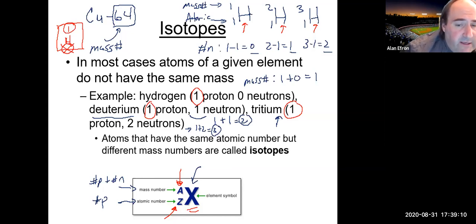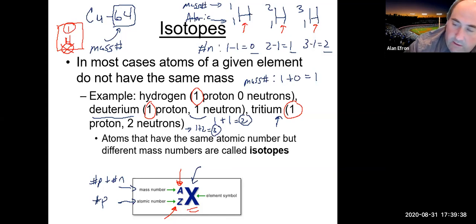And top left here is our mass number. So for the case of hydrogen, one proton, no neutrons, gives us one for the mass number. For deuterium, one proton, one neutron gives us two for the mass number on top. And one proton and two neutrons gives us three for the mass number, for our tritium. They're all really hydrogens, with tritium being a heavy, radioactive version of hydrogen. And they're all definitely hydrogen because they all have one proton, or one for the atomic number.